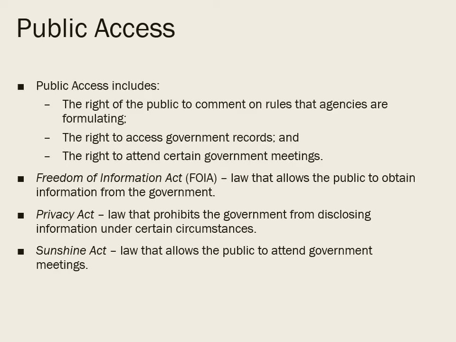Public access includes the right of the public to comment on rules that agencies are formulating. We talked about that during our rulemaking lecture. The right to access government records, and the right to attend certain government meetings. And there are three main statutes that apply federal government-wide. And one of these is the Freedom of Information Act, or FOIA. That lets us obtain written records from the government.